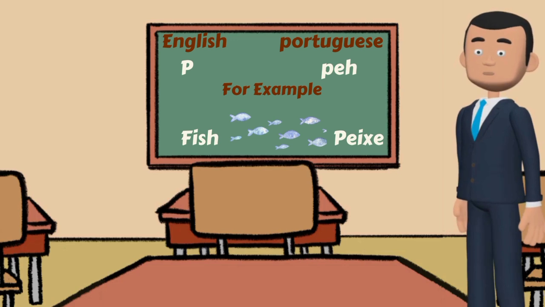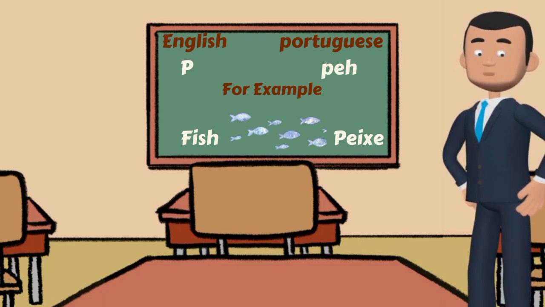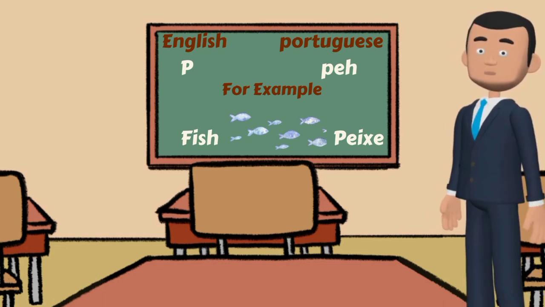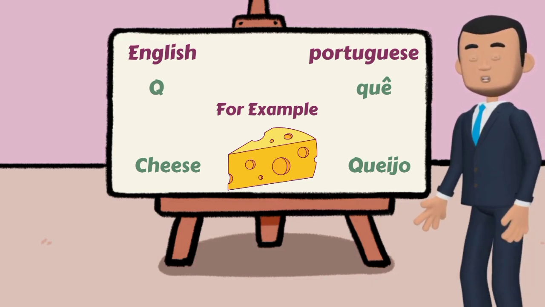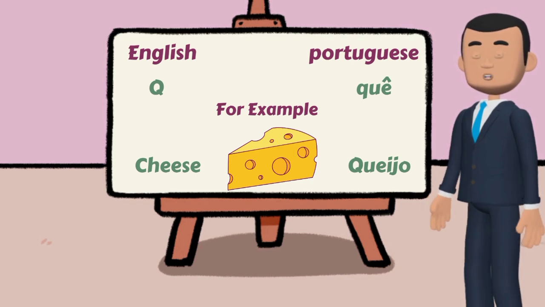In English, P. In Portuguese, pé. For example, the word peixes in Portuguese means fish. In English, Q. In Portuguese, quê. For example, the word queijo in Portuguese means cheese.